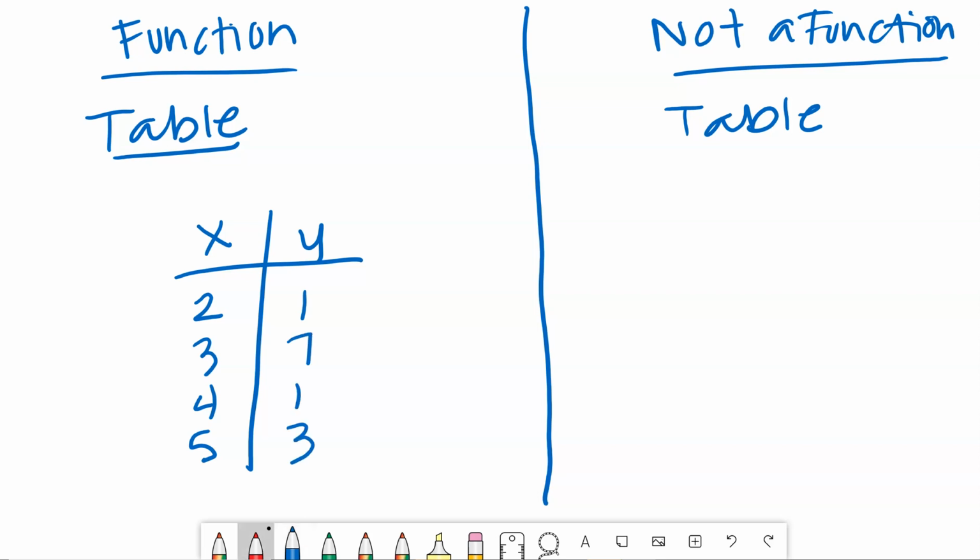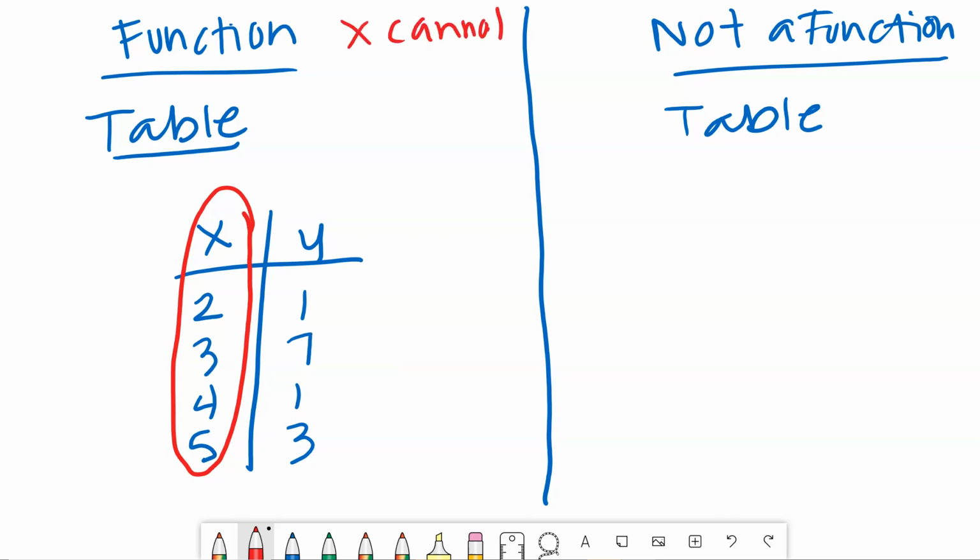Again, all I'm doing is looking at my x, only the x. Remember, with a function, x cannot repeat. We have 2, 3, 4, 5. Are any of my x's repeating? No, none of my x's are repeating, so this one is a function. It is that easy, guys. So let's look at an example for not a function.